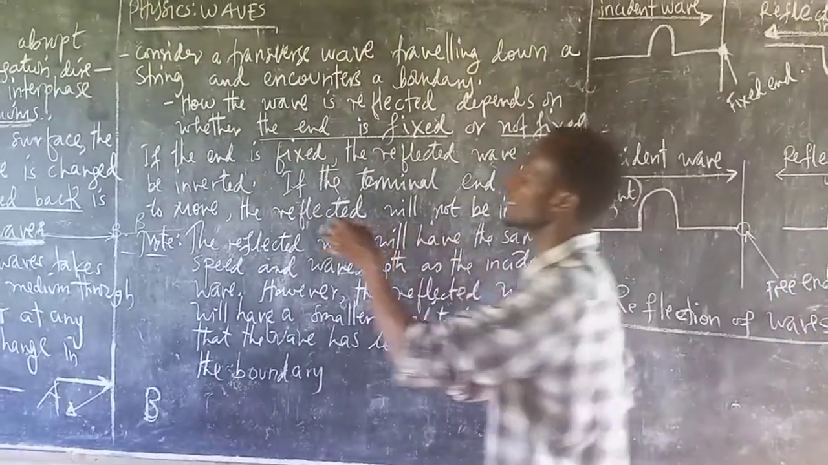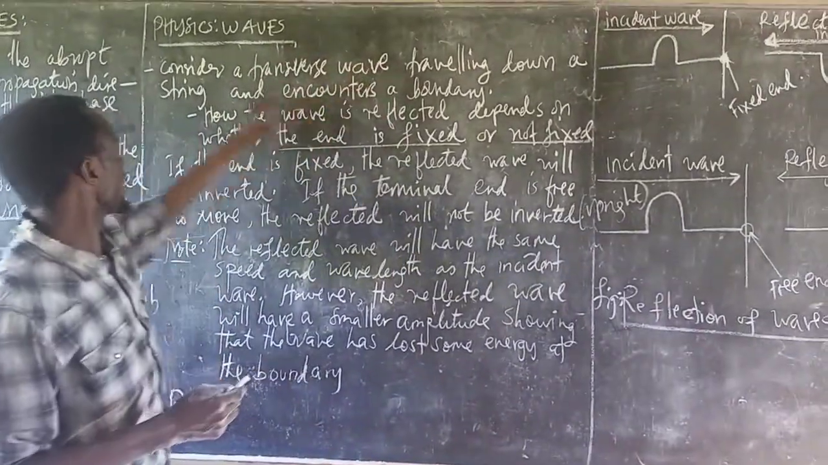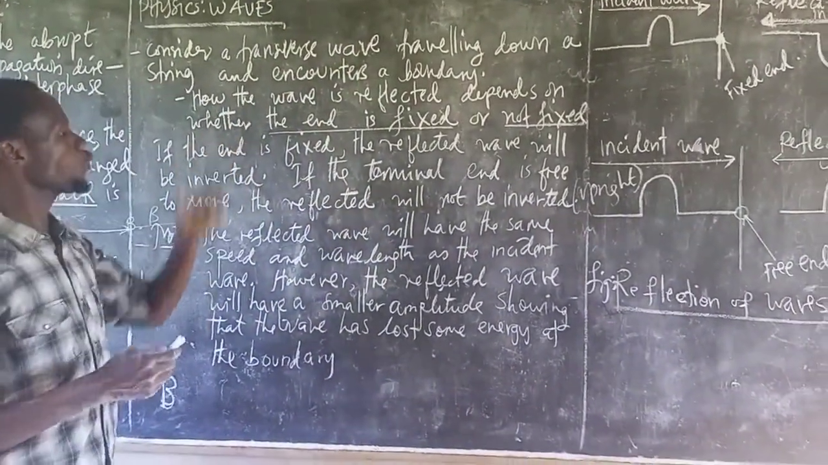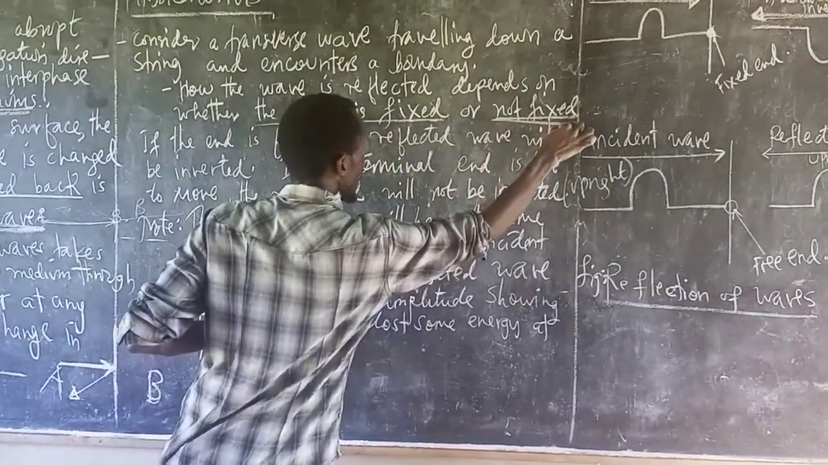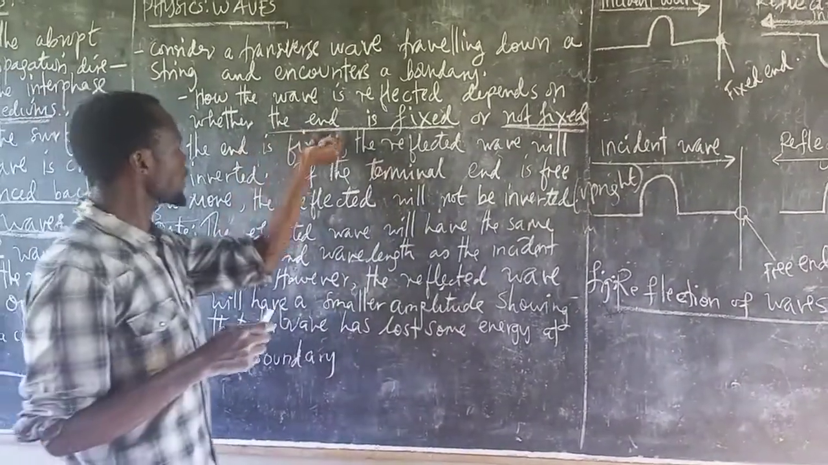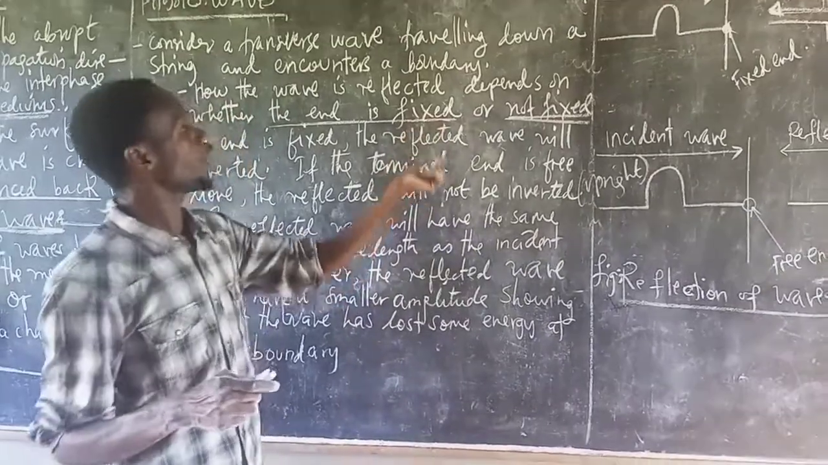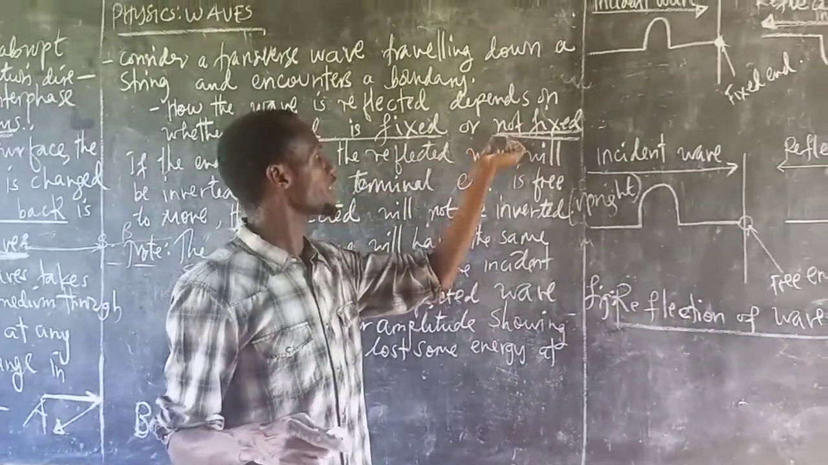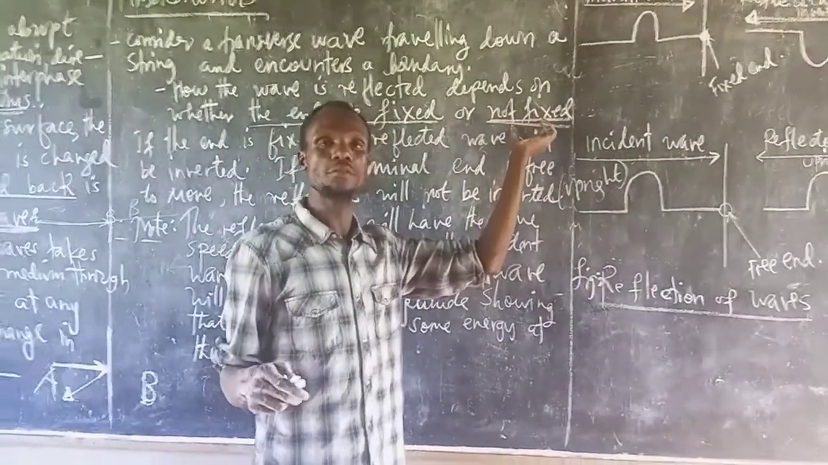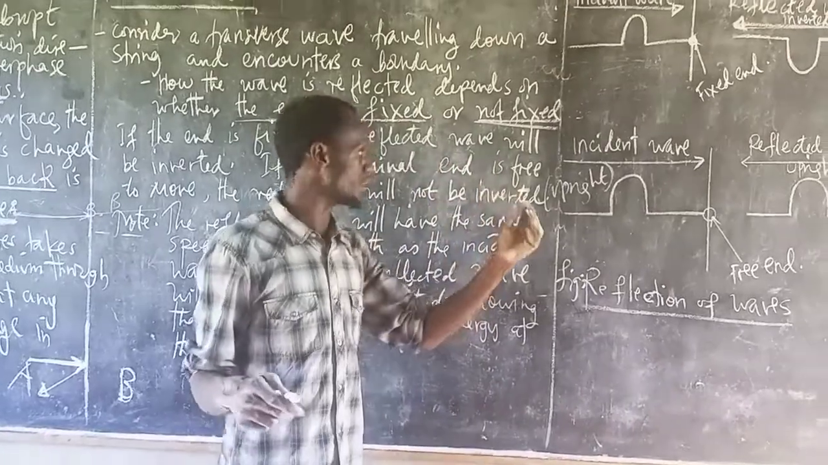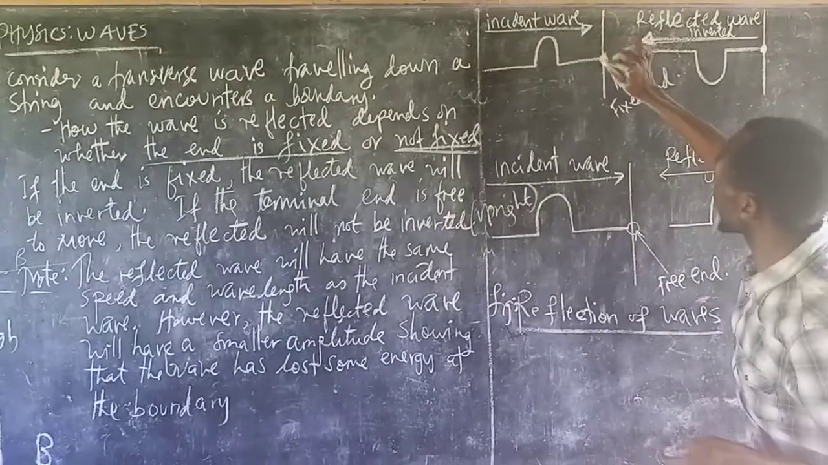If now you are considering the string, the transverse wave traveling down the string, we have to consider whether the end is fixed or not fixed. For the end which is fixed, the reflected wave is inverted. But for the wave traveling in a string whose end is not fixed, the reflected wave is not inverted, it is upright. And I've given here, this is fixed ends.